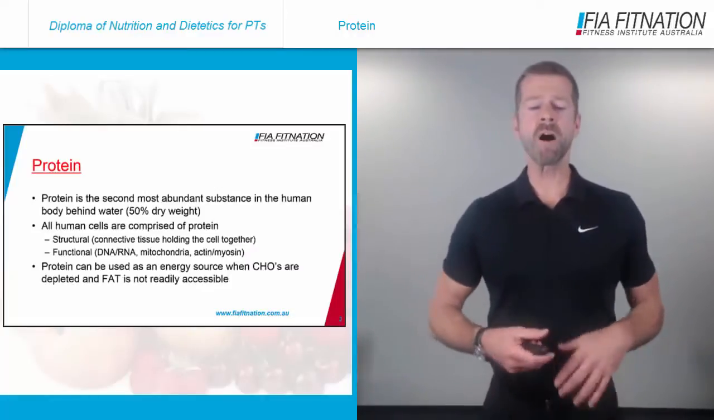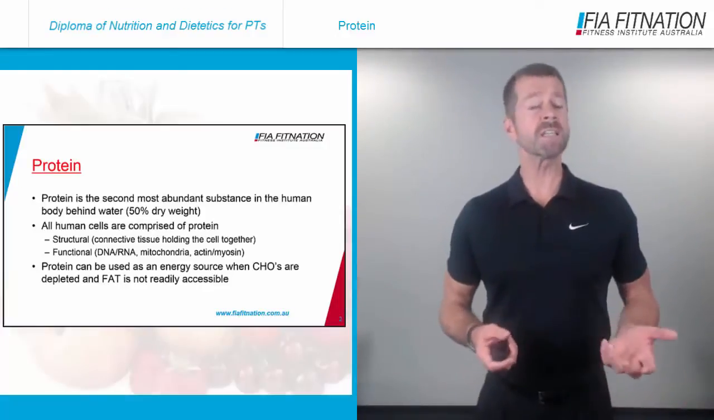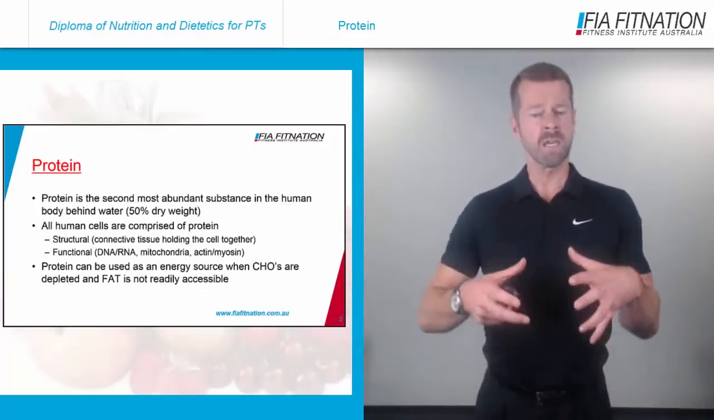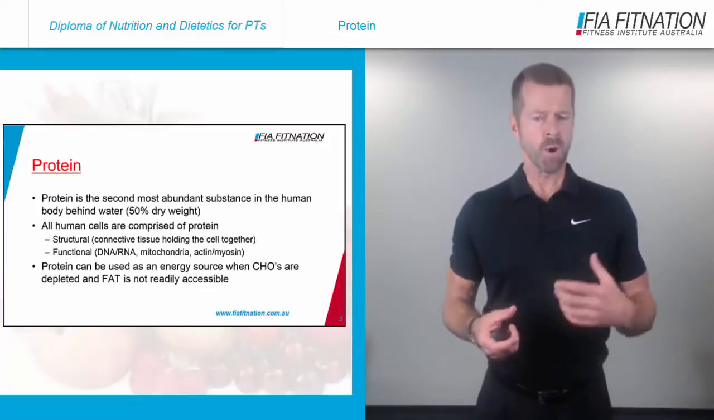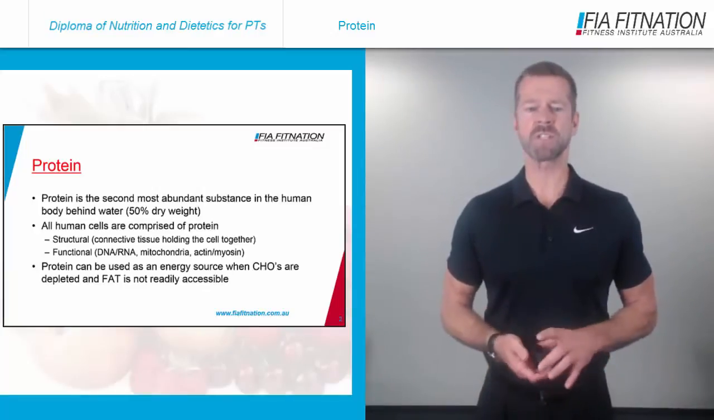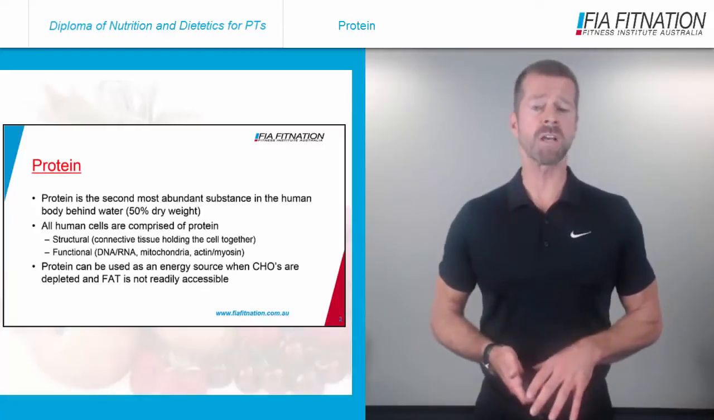So protein, apart from water, which is the most abundant substance in the human body, protein is actually the second most abundant, obviously dependent on whether the person is a fit and healthy person or whether they're overweight, because an overweight person would very much likely have more fat. But typically, an average healthy person has about 50% of their dry weight being comprised of protein.